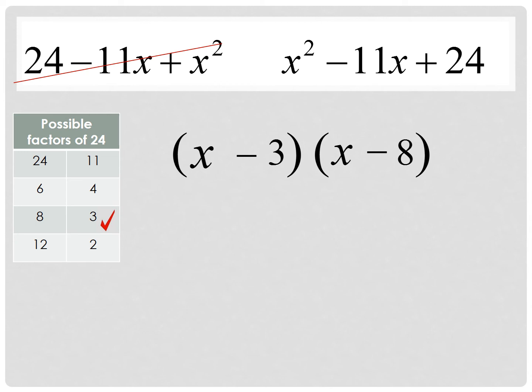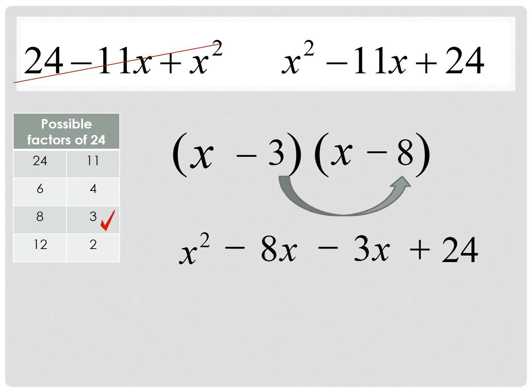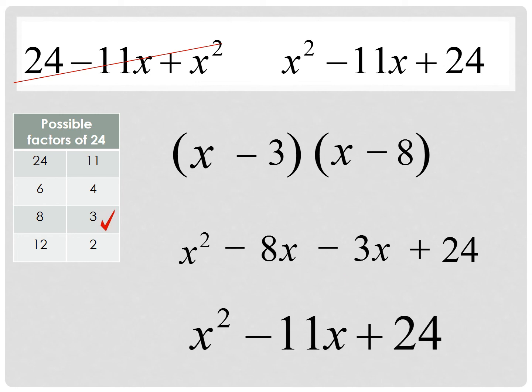However, I do want to double check my work. Remember that factoring is the opposite of multiplying polynomials. So if I multiply these polynomials, I'll end up with x squared minus 8x minus 3x plus 24. If I combine like terms, I'm back to where I started with x squared minus 11x plus 24, which confirms that these are my binomial factors.